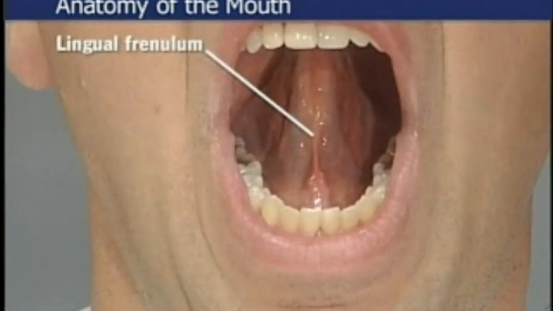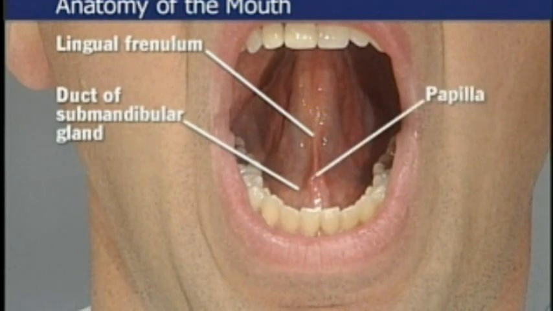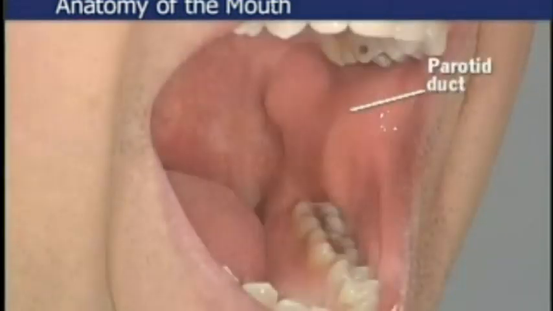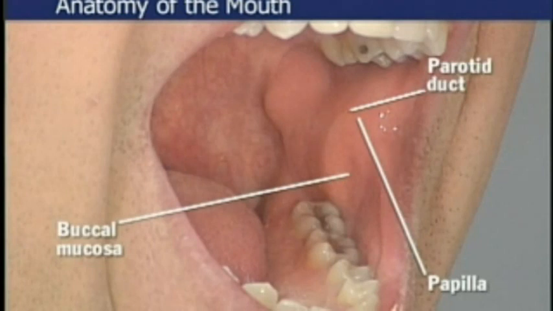The undersurface of the tongue has no papillae. Note the midline lingual frenulum that connects the tongue to the floor of the mouth. At the base of the tongue, the ducts of the submandibular gland, known as Wharton's ducts, pass forward and medially. They open on papillae that lie on each side of the lingual frenulum. Each parotid duct, or Stenson's duct, empties into the mouth near the upper second molar, where a small papilla frequently marks its location. The buccal mucosa lines the cheeks.